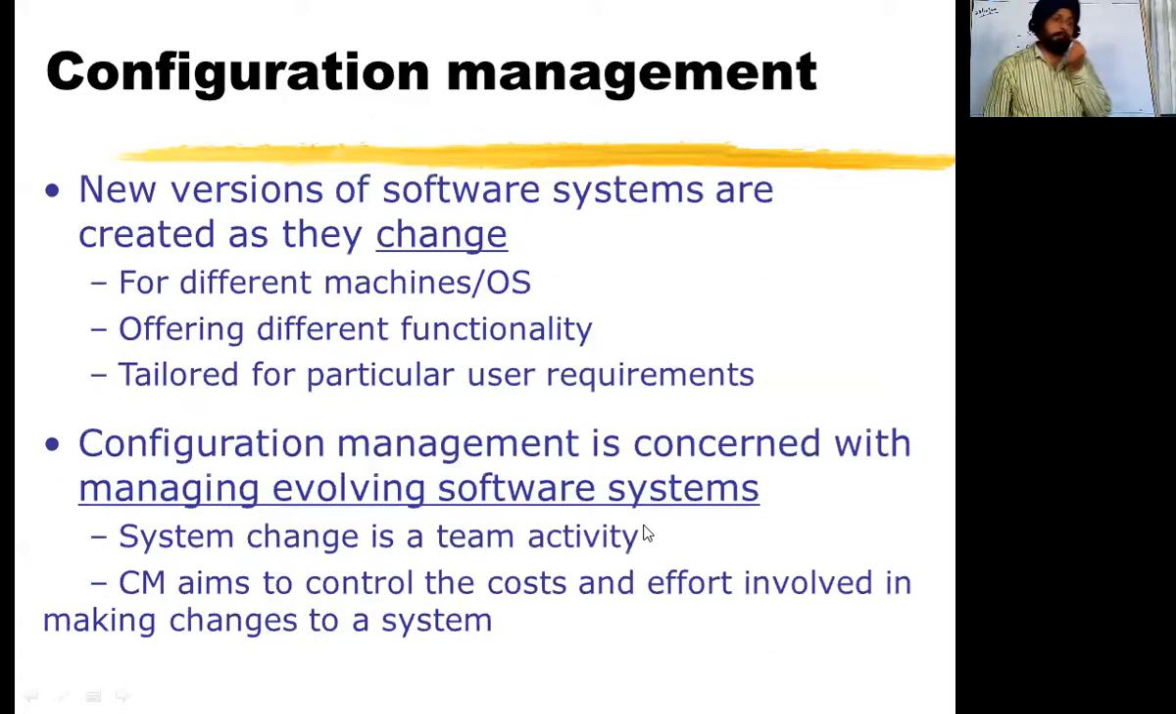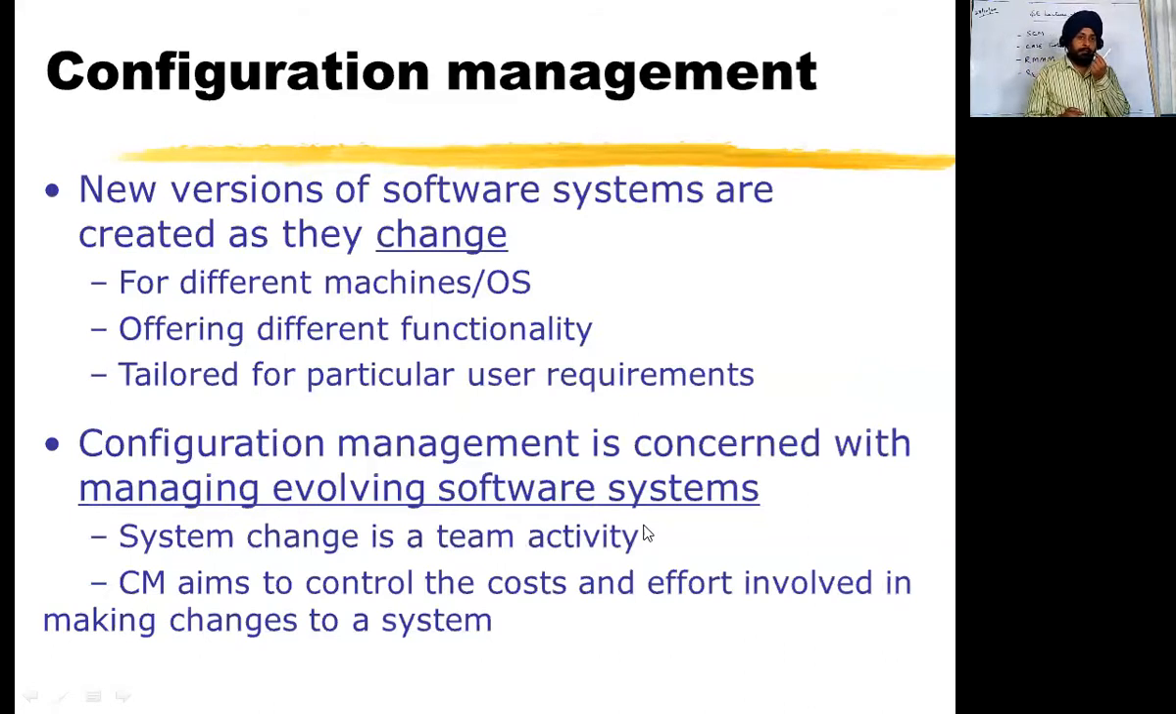Next, new versions of the systems are created with configuration management. What are the different situations where changes are brought in, or the different ways we can bring out the changes? New versions of the software systems are created as they change. If we want to make new functionalities, if we want to add more functionalities to your software, then a change is required. That is done with the help of releasing a new version of your software system.